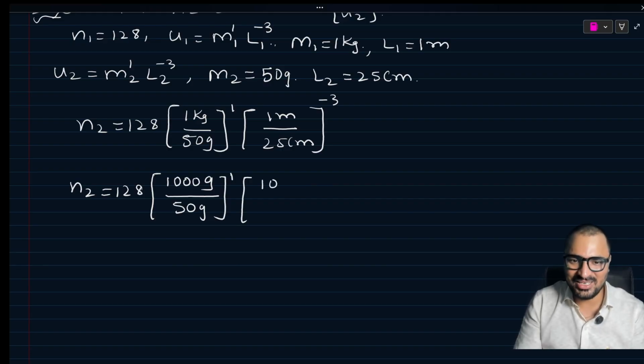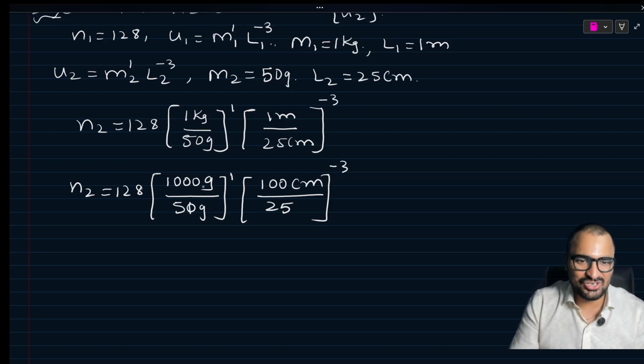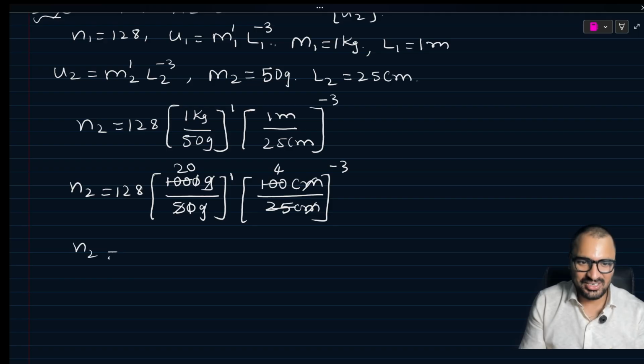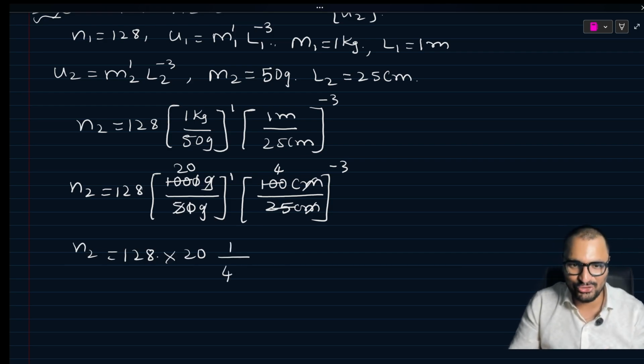1 meter means 100 centimeters, so 100 by 25 whole power minus 3. In simplification, grams cancel, this is a 20. Here centimeter cancel, and this is a 4. Right? So 128 into 20, 4 power 1 by 3 means 4 cube.